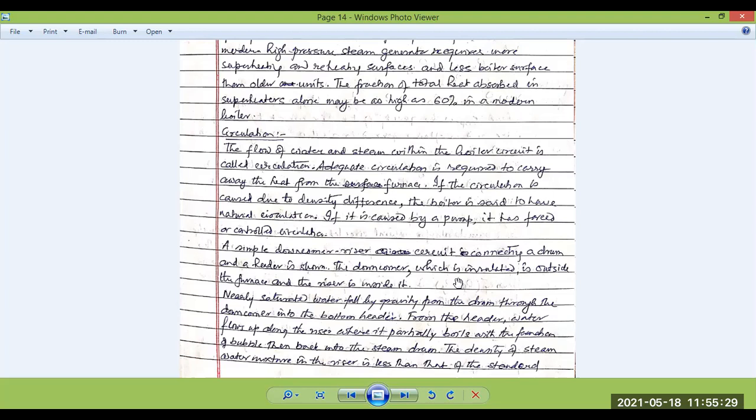From the drum, the water goes to the downcomer by means of its own weight, which is why we are using only the bottom header. From the header, water flows to the nearest surface and rises. When it is boiling, bubbles of steam form. The density of the steam and water mixture in the riser is then less than that of the saturated water in the downcomer.